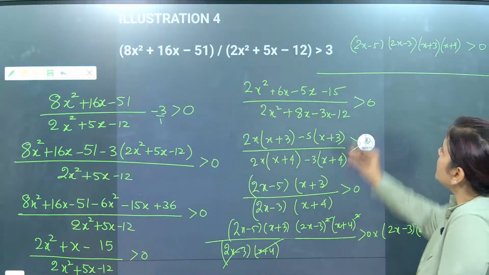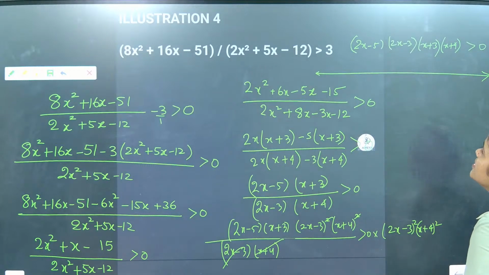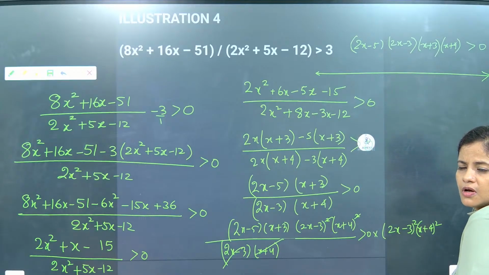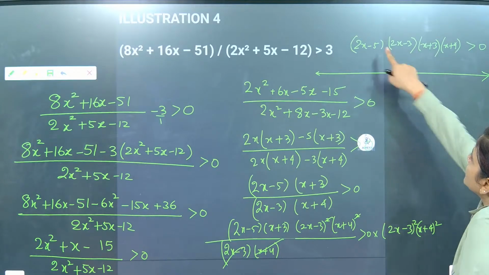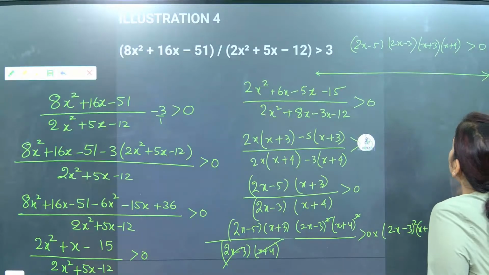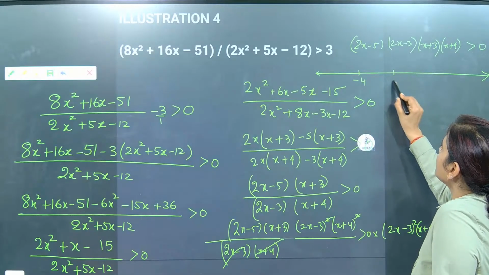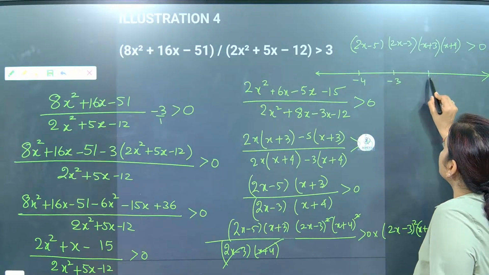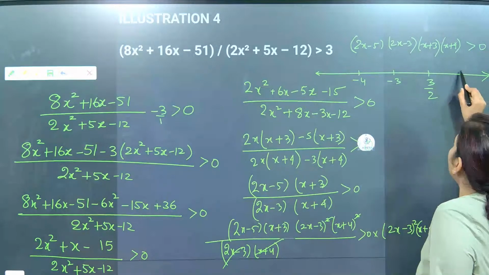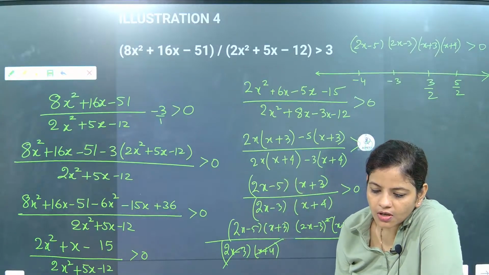Done. Now beta, region division. First is minus 4, minus 3, then 3 by 2. 3 by 2 is how much? 1.5. Correct? And that is 5 by 2, and 5 by 2 is 2.5. Understood? So first we will write minus 4 here. Then we will write minus 3. After that 3 by 2. And then what, beta? 5 by 2. Everything is greater than 0. Okay?